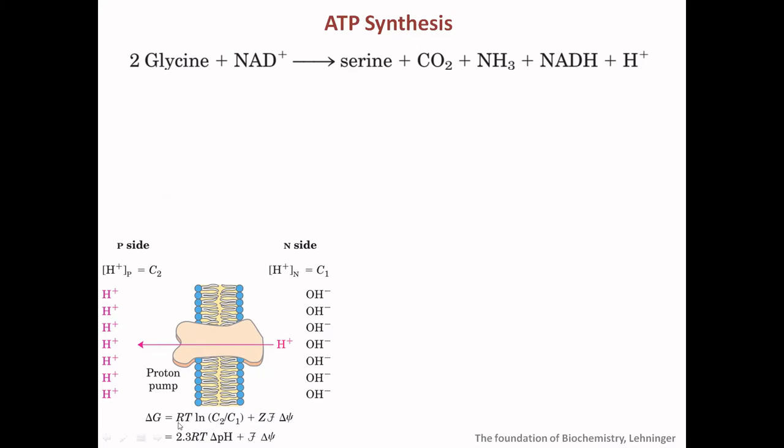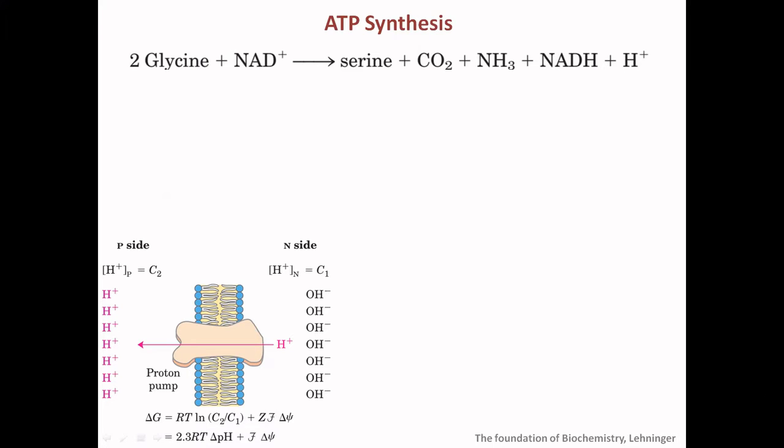free energy, equals 2.3 RT delta pH plus F delta psi, where R is the gas constant, T is the absolute temperature, and F is the Faraday constant. Z is the charge of the proton, which is 1 here. Delta pH means the change in the pH across the inner mitochondrial membrane, and delta psi is the electrical potential across the inner membrane.